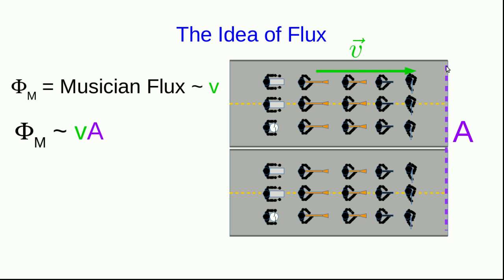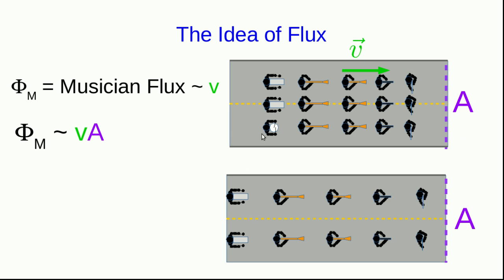But also, if we use a double-width archway so that the whole marching band can go through, that's also going to increase the number of musicians per unit time passing through the archway. And so our musician flux must be proportional both to the speed of the musicians and the area of the archway. But there's one more thing that it depends on.